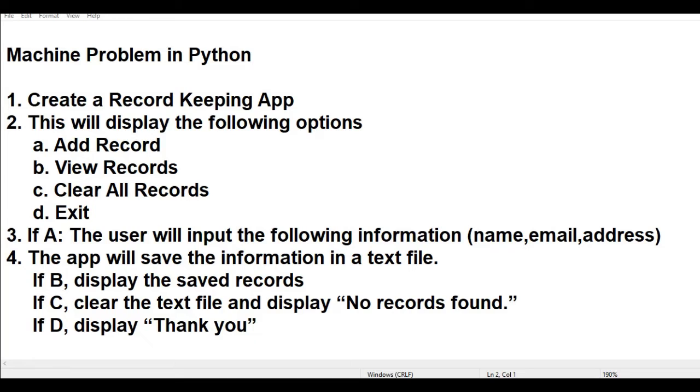Step number three, if A, the user will input the following information: name, email, and address. Step number four, the app will save the information in a text file. If B, display the saved records. If C, clear the text file and display no records found. If D, display thank you.